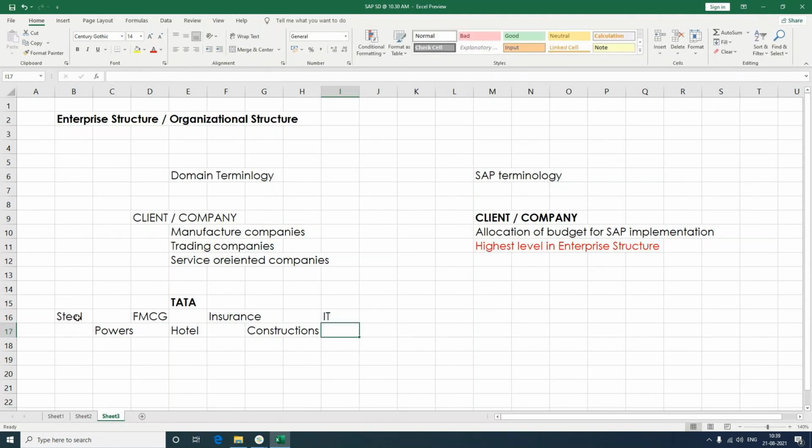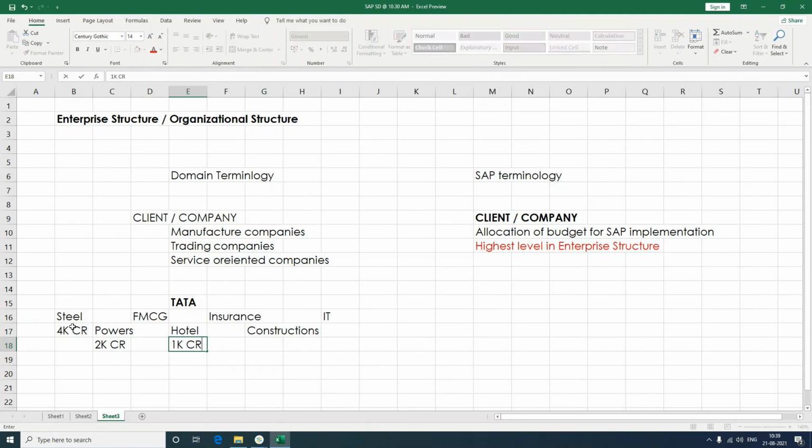So this particular company is running multiple businesses over here. The investment on each and every business is not the same. So let's say on this particular business, the company is spending around 4,000 Cr. On Tata Power, 1,000 Cr. On the hotel industry, 1,000 Cr.